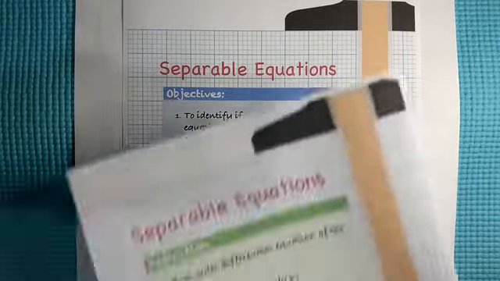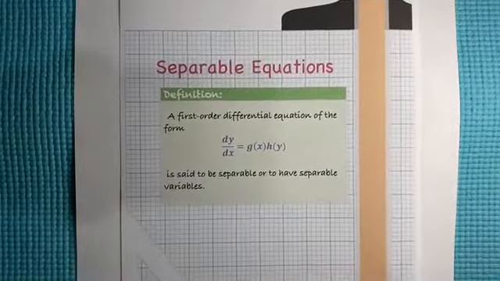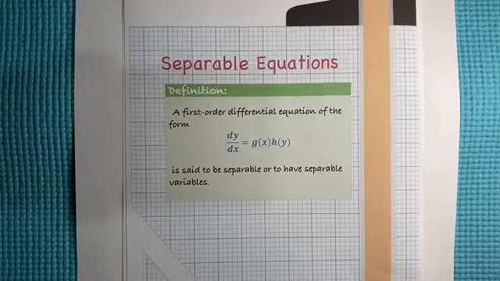So out of the different methods, how do we differentiate a separable equation from the others? A separable equation is very specific. It is a first-order differential equation which has a standard format: dy over dx is equal to the product of the function g of x multiplied with the function h of y, and that is said to have separable variables.